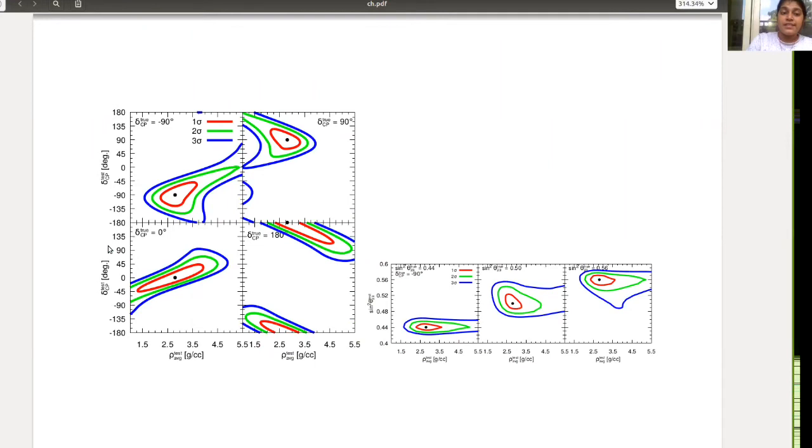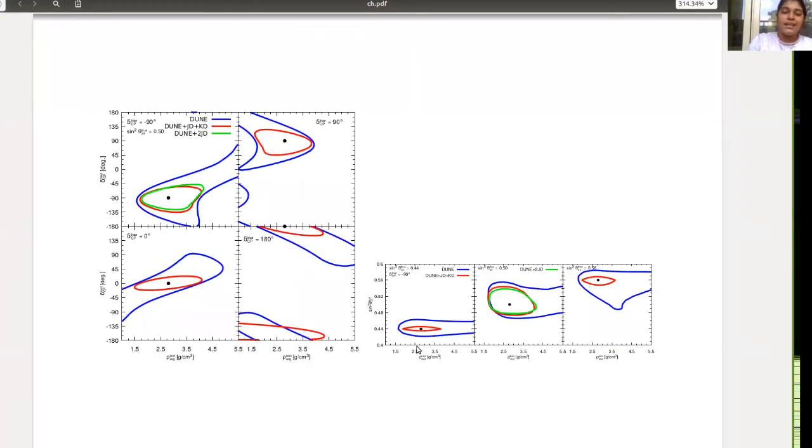These degeneracies in rho average delta CP plane and rho average theta 23 plane have been responsible in degrading the ability of DUNE detector in establishing the Earth matter effect, which on adding either JD plus KD or the two detectors of JD, in either rho average delta CP plane or rho average theta 23 planes get constrained a lot.